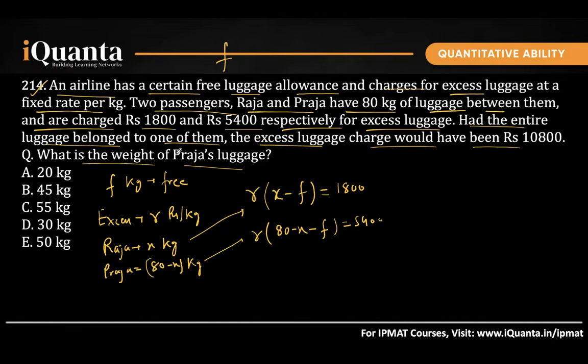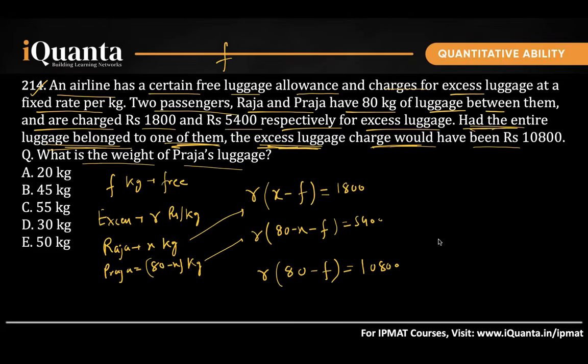But there's one more condition over here. Had the entire luggage belonged to one of them, that means only one person is carrying the entire luggage, the excess luggage charge would have been 10,800. So again, if R is the rate and one person is carrying the entire 80 kg, out of this 80, some will be free luggage allowed. So f kgs will be free, and 80 minus f will be charged at R. So they are going to pay 10,800. These are the three equations formed. Using these three equations, we have to find out the weight of Praja's luggage.